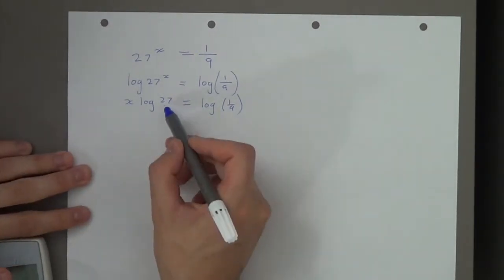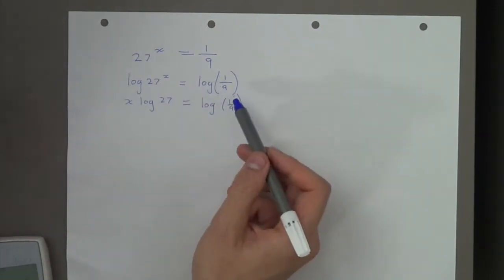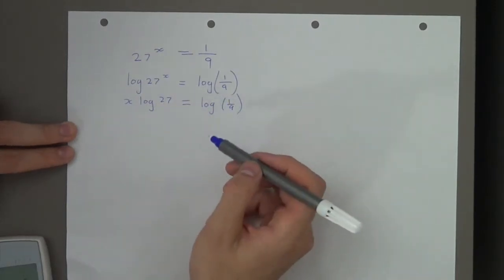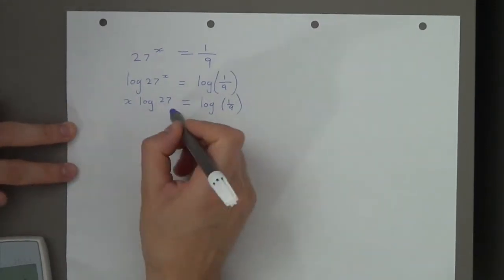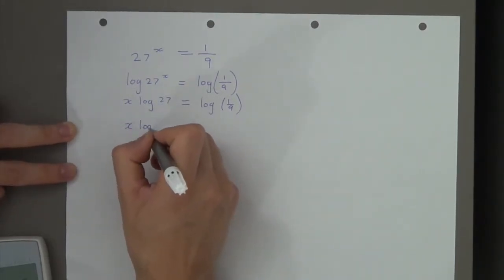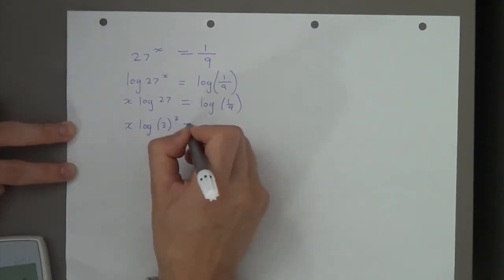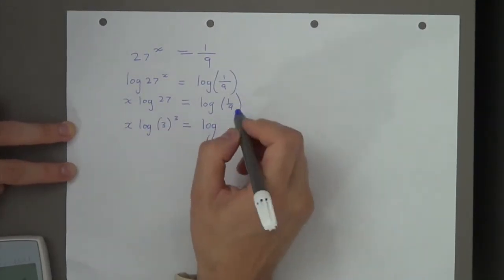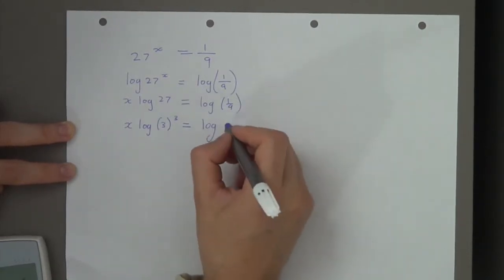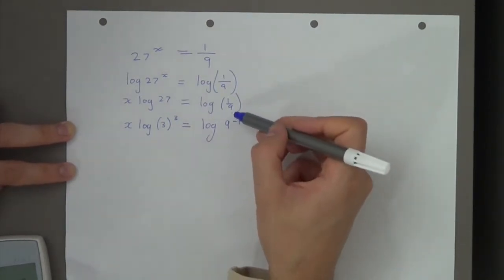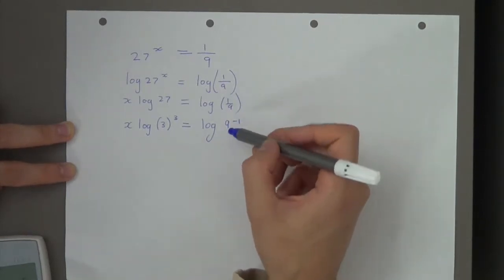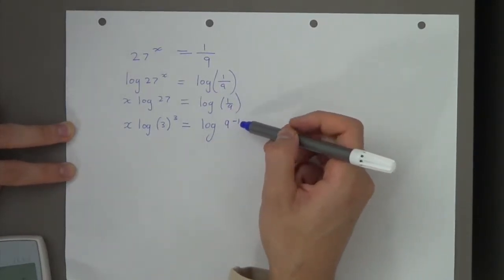Now this is where you have to think a little. 9 and 27 are in the 3 times tables. So actually I'm going to rewrite 27 as 3 to the power of 3. So I'm going to write x log 3 to the power of 3 equals log, and I'm also now going to put 9 in indices format. So I'm going to put 9 to the power of -1. Okay, so for those of you who don't know, anything to the power of -1 means it's 1 over that. So log 9 to the power of -1.